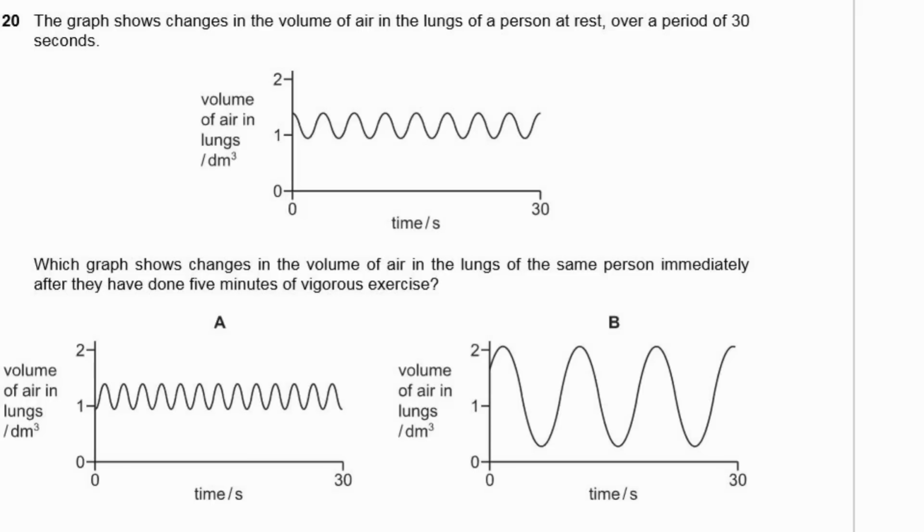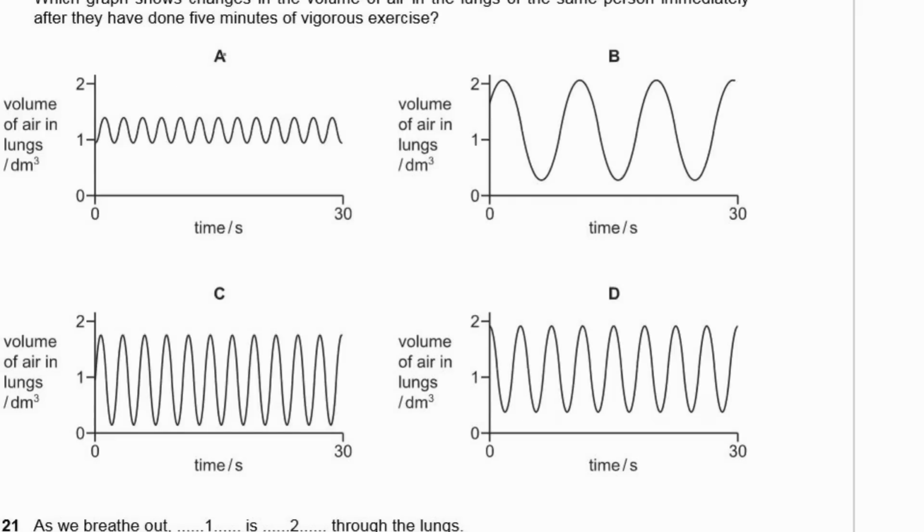Question 20. The graph shows changes in the volume of air in the lungs of a person at rest over a period of 30 seconds. Which graph shows the changes in the volume of air in the lungs of the same person immediately after they have done 5 minutes of vigorous exercise? So you're resting, you're not breathing very deeply or very, very quickly. You do vigorous exercise, you're breathing more quickly, and you're breathing deeper. So which one of these graphs shows that?